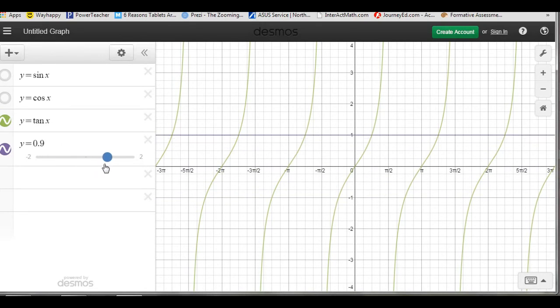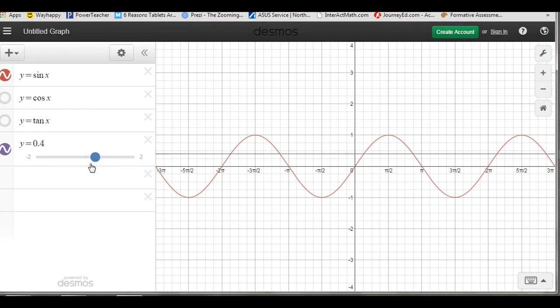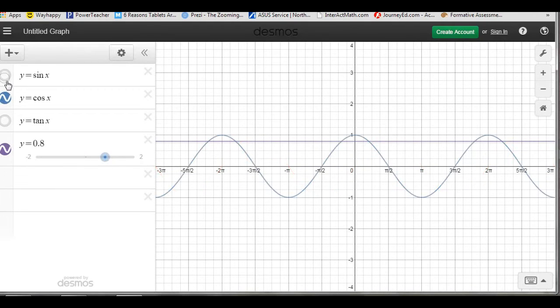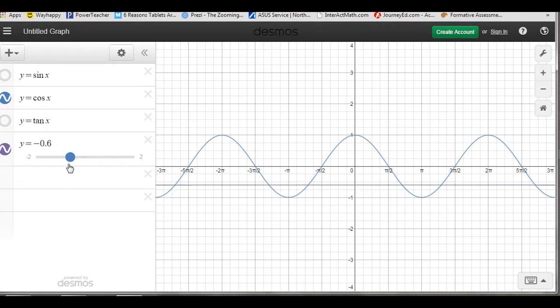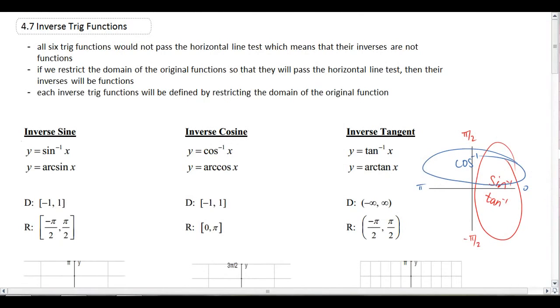They are not functions. But then some clever folks figured out that if we restrict the domain, like looking at this tangent graph, if we only look from negative pi over 2 to pi over 2, we will have a function. It just repeats anyway, so let's just talk about that little range. Same thing with sine. If we only look at sine from negative pi over 2 to pi over 2, it will be a function, the inverse. And cosine's got a little trickier. We're going to have to go from 0 to pi, and we will also have an inverse that is a function if we restrict those domains. So the good news, that's what we do.